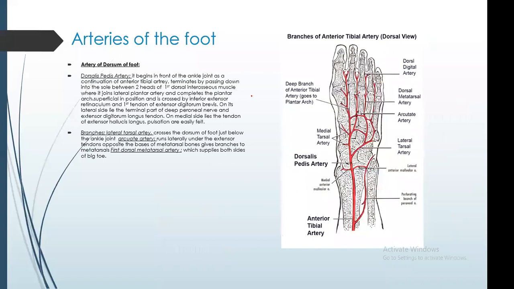The arteries of the foot. The dorsum of the foot comprises the dorsalis pedis artery, this one, dorsalis pedis artery. It begins in front of the ankle joint as a continuation of the anterior tibial artery. This is the continuation of the anterior tibial artery, which forms the dorsalis pedis artery.